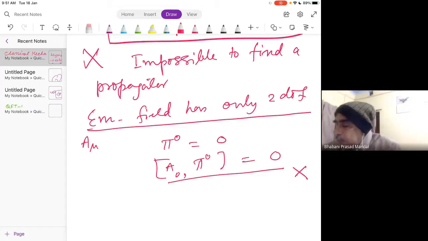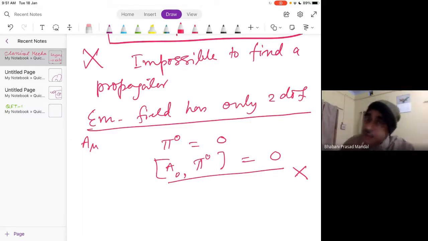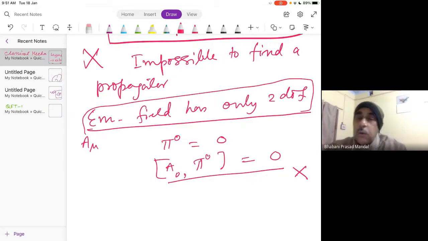Rajiv, can you explain how the electromagnetic field has only 2 degrees of freedom? I told this many times in the last semester also. They asked this in the interview: how will you explain that the electromagnetic field has only 2 degrees, how do you understand that?